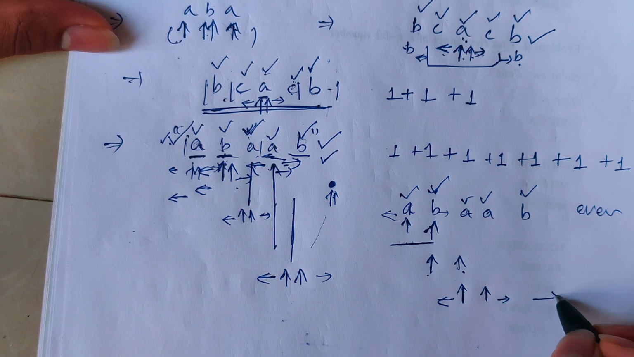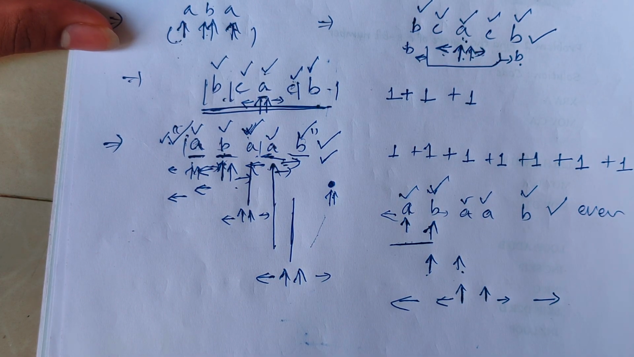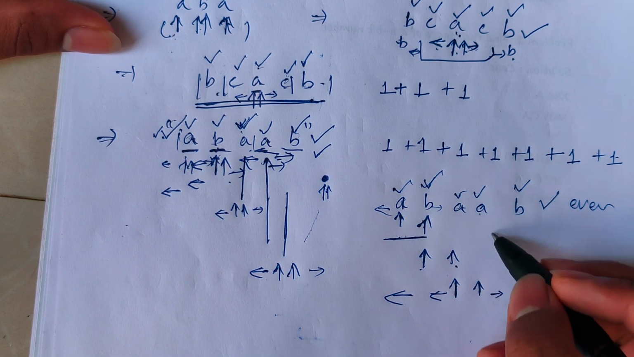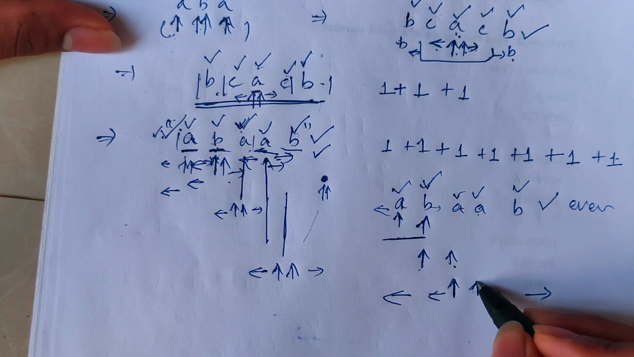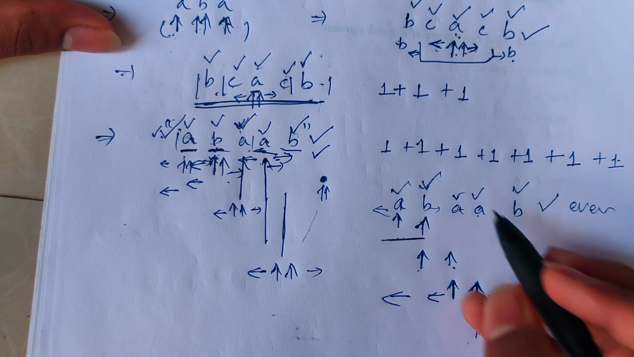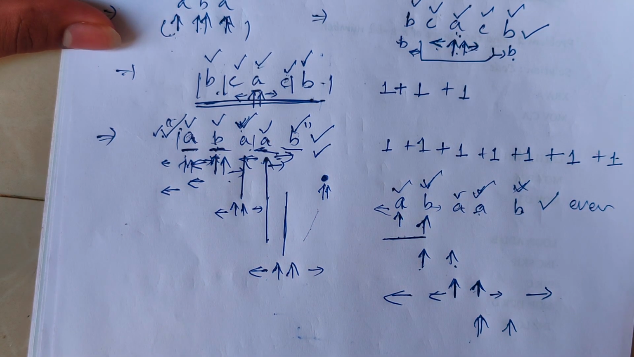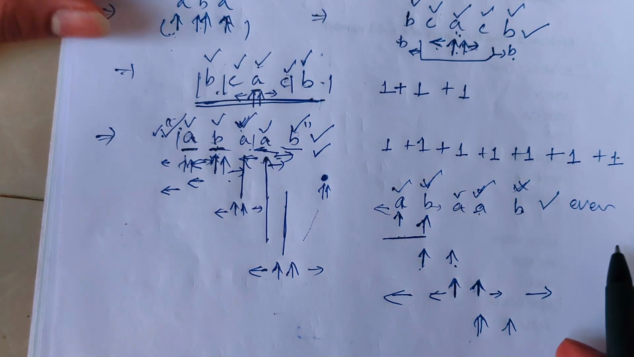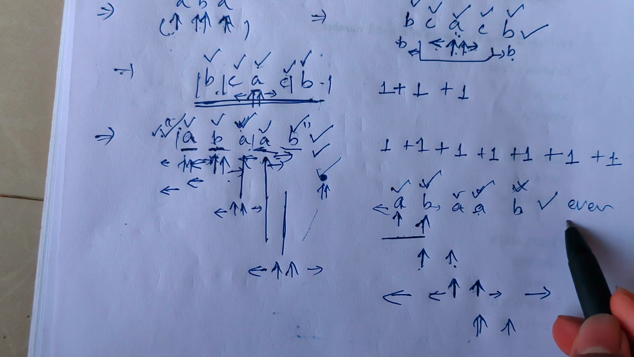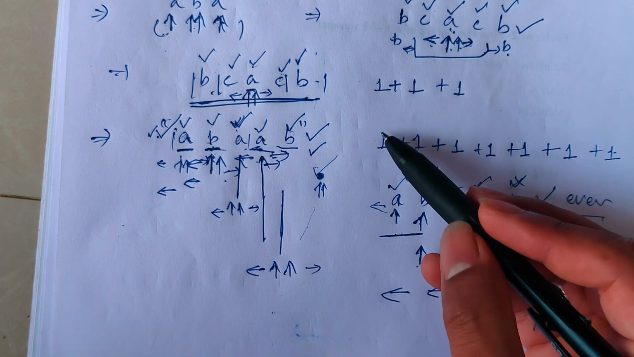Now we shift our pointers. There is nothing here, the string is finished. So that is it. Now we have our two pointers here, A and B. A and B are not equal, so it's not a palindrome, right? So we have calculated for odd substrings and even substrings. So we have covered all test cases.